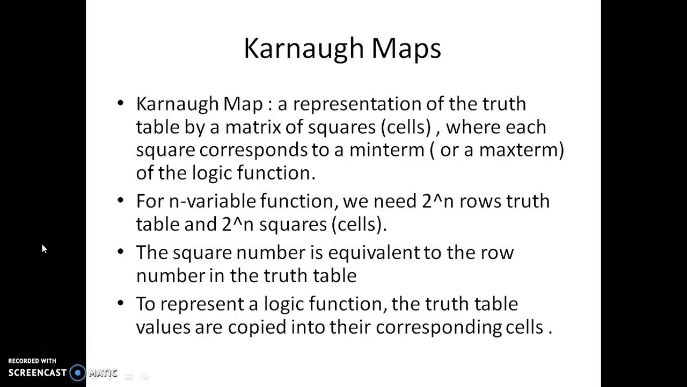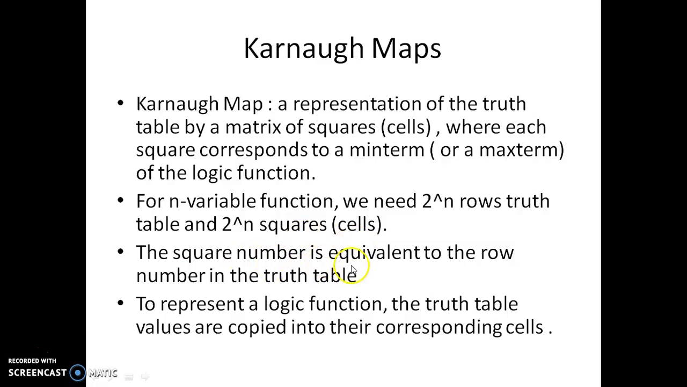The topic is K-map. Now let's see what a K-map is. A K-map is a representation of the truth table by a matrix of squares or cells, where each square corresponds to a minterm or a maxterm of the logic function. For an n-variable function, we need a truth table with 2^n rows and 2^n squares, which are also called cells.